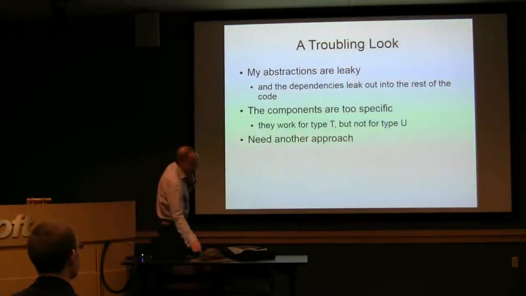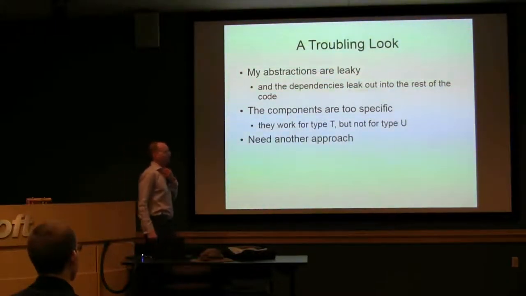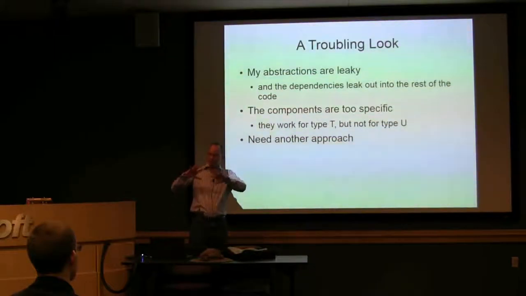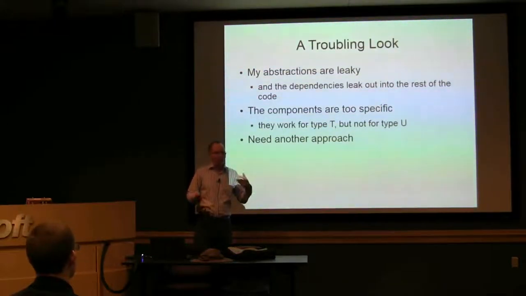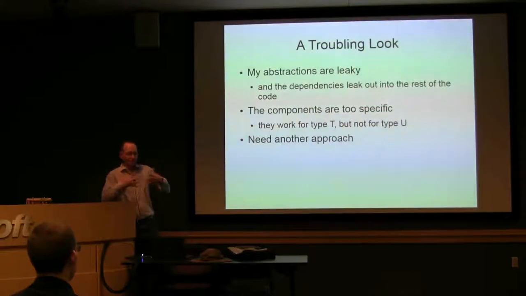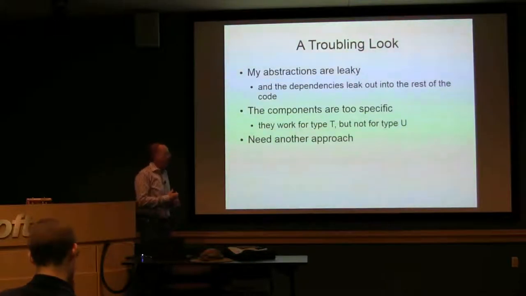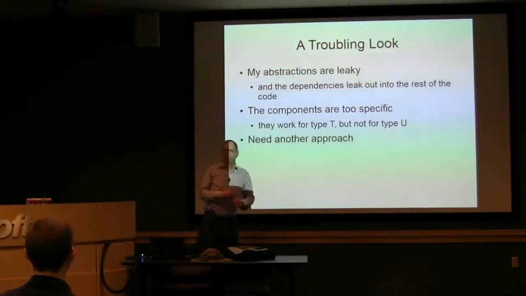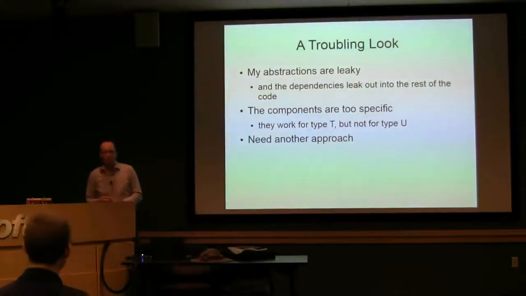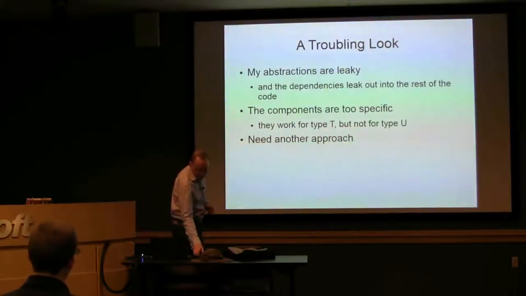The first thing I notice is that my abstractions are leaky. The dependencies start to merge, like when you put two liquids together. Whenever I build a piece of reusable software, I always start #including or importing other modules and other things, and things just kind of start going like that. Another problem is things are too specific. They work for type T and they don't work for type U, so I have to redo them. So I need another approach.